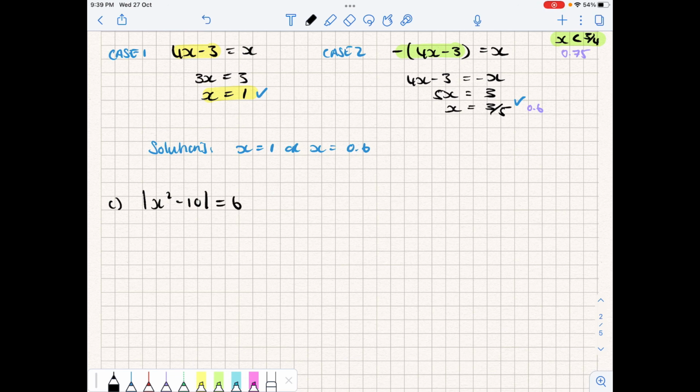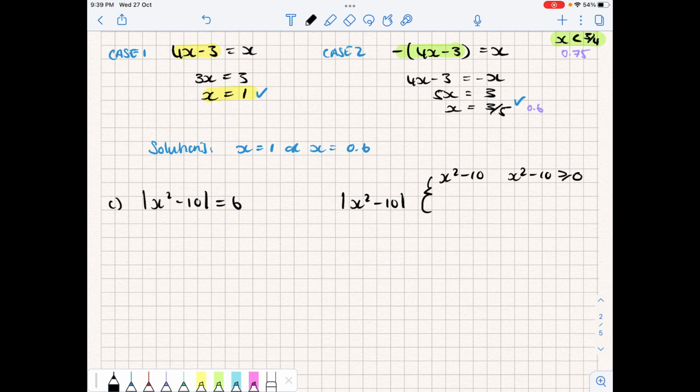And as before, let's consider our absolute value first. Let's consider the two cases that we could get. Well, we could say, if x squared minus 10 is greater than or equal to 0, that means it's positive, and so the positive outcome is just x squared minus 10.